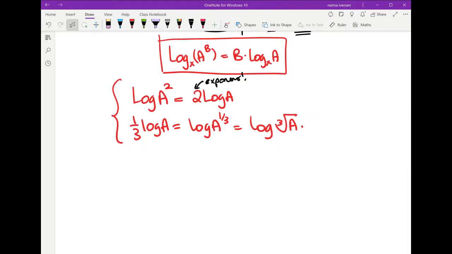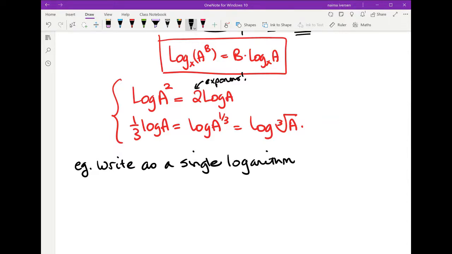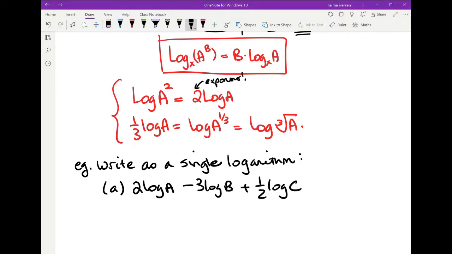Okay, couple of examples. Let's do one more. Write as a single logarithm. Here's the first one: 2 log of a minus 3 log of b plus 1/2 log of c.